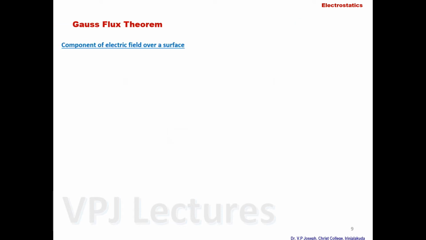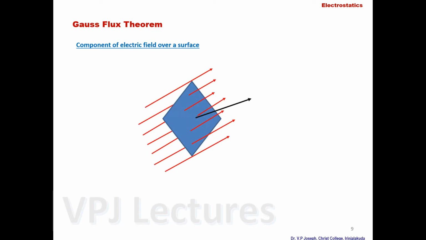First, let us consider the component of electric field over a surface. How to find the component of electric field? For that, let us consider a picture like this. Some electric field is coming here, and we are considering a surface here. The surface is not in the direction of the electric field. That is the normal to the surface, and the electric field makes an angle theta.